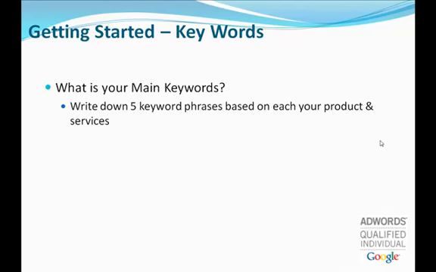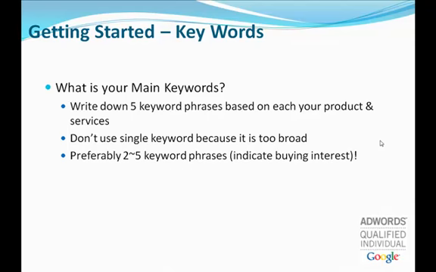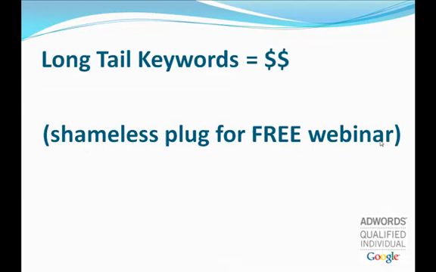What are your main keywords? In terms of getting started, the first thing you need to do is write down a keyword list before you even get into Google AdWords. So try and separate it out by themes, by products and categories. Think about pains or frustrations that customers have that may not be aware of your actual service, and look at what we call long tail keywords or more complex ones. Don't use single keywords because it's too broad. Preferably 2 to 5 keywords in a phrase is ideal.